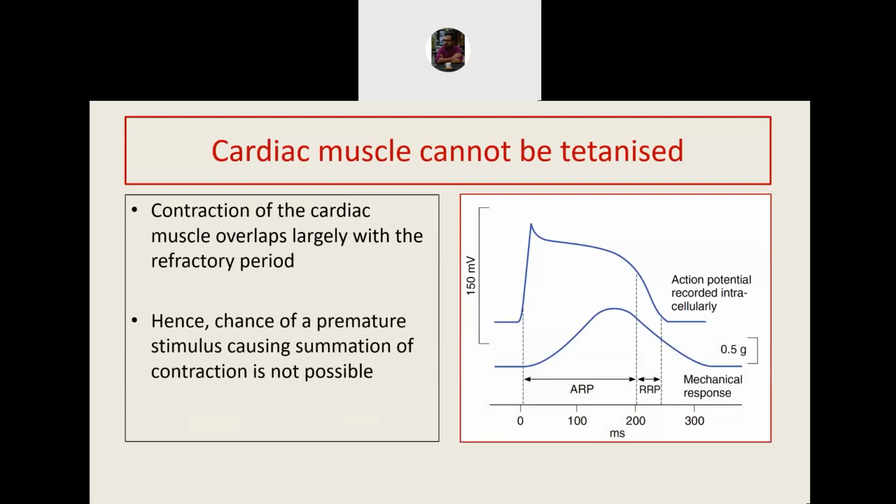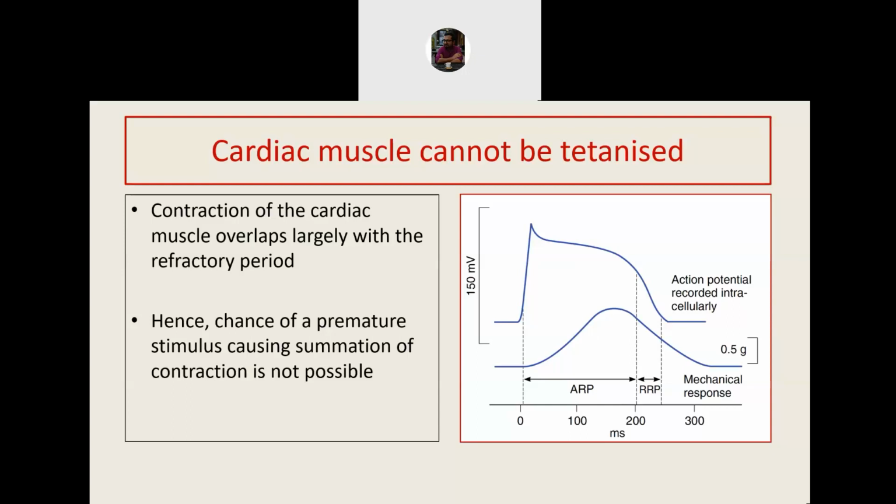Now, because the heart has a pretty long refractory period, during the contraction phase the absolute refractory period is still there. So the second impulse cannot stimulate the heart. And since the stimulus cannot come during the contraction phase, tetanization is not possible. So the reason why cardiac muscle cannot be tetanized is the prolonged refractory period of the heart.